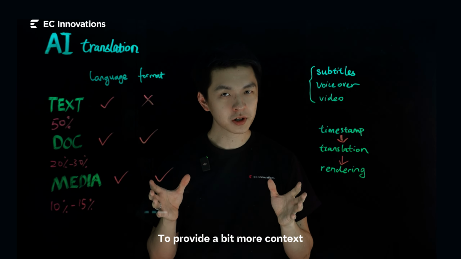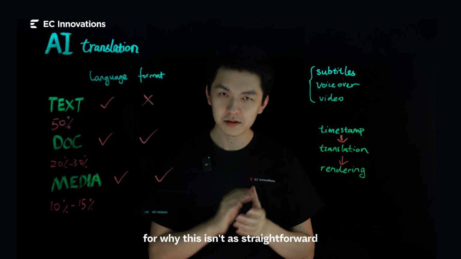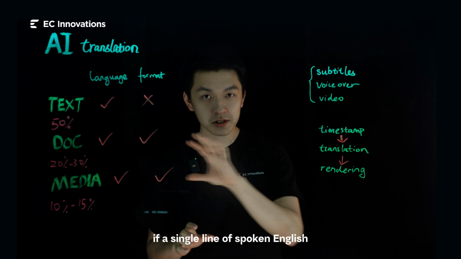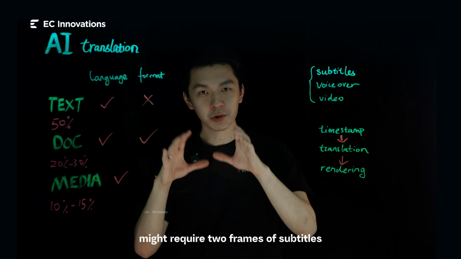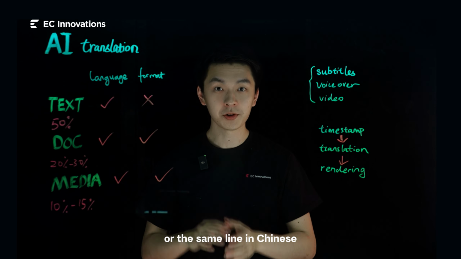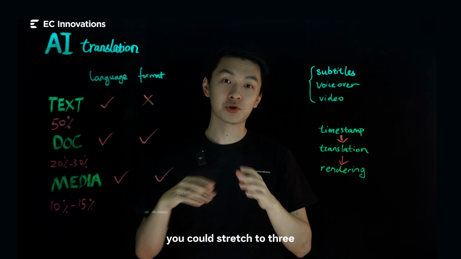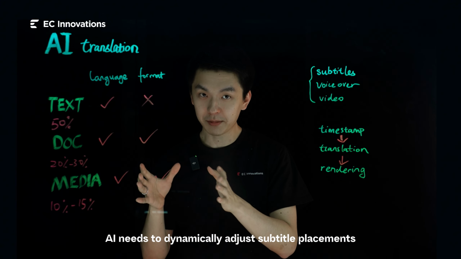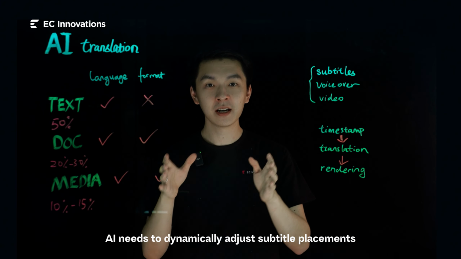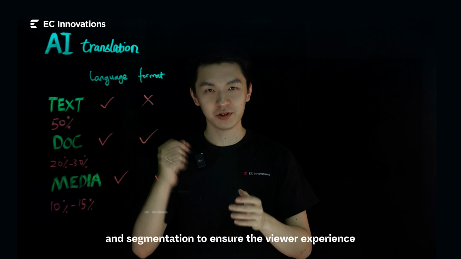To provide a bit more context for why this isn't as straightforward, for example, a single line of spoken English might require 2 frames of subtitles, while the same line in Chinese might fit into 1, and in German, you could stretch to 3. AI needs to dynamically adjust subtitle placements and segmentation to ensure the viewer experience.